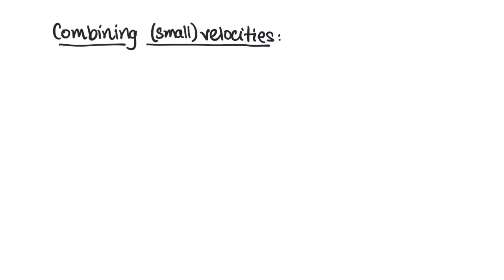We're going to start by thinking about how to combine small velocities. And a lot of this will be common sense, and that's good. But what we're going to see is that the common sense way to add velocities will break down, and we'll need a new technique for doing so.